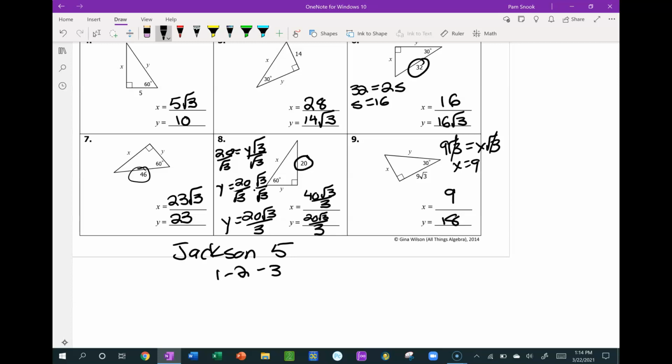I'm just going to modify the Jackson 5 song a little bit. It's going to be 1, 2, root 3. So easy as 1, 2, root 3. Simple as do, re, mi, a, b, c, 1, 2, root 3. And yes, I'm going to torment you with Jackson 5 and 1, 2, root 3, because it will definitely help you as you do these problems.